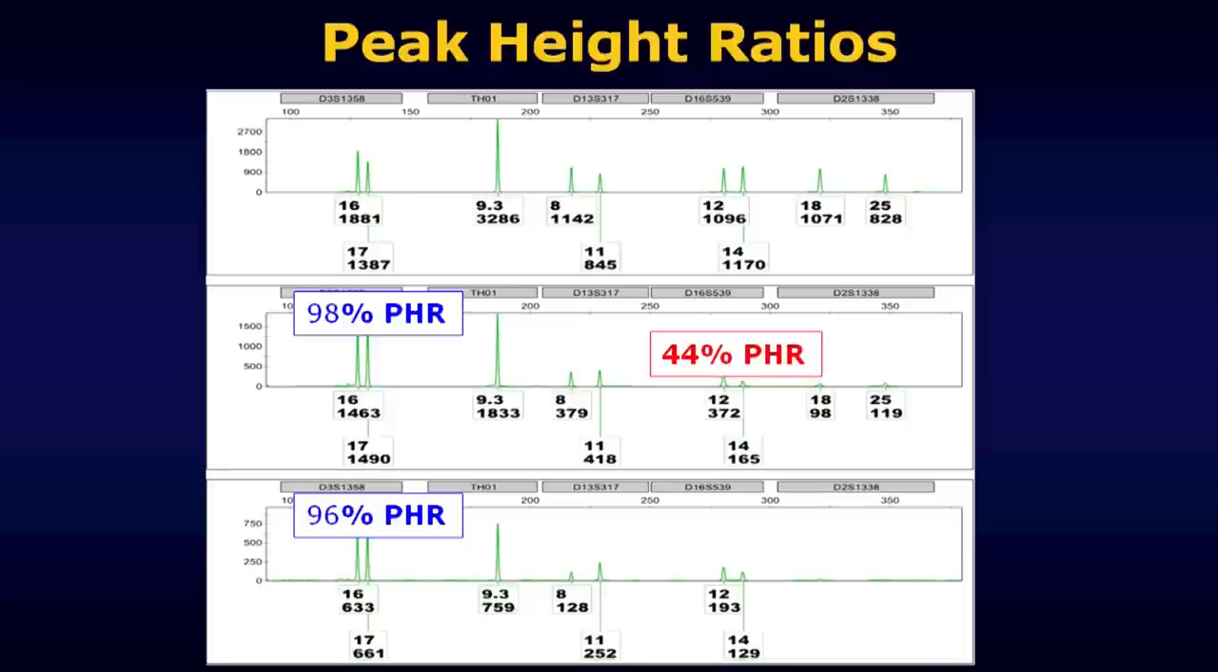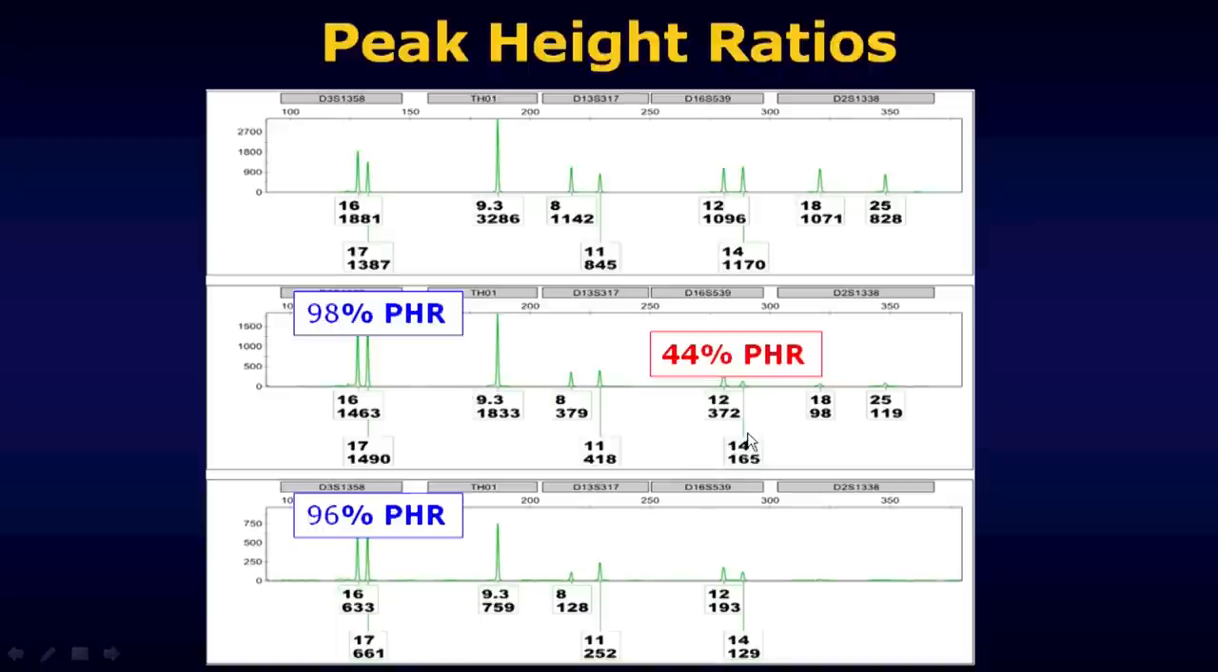So I'd like to draw your attention over to this locus at the D16 part of the electropherogram. Here you see there's a 12 with a height of 372, a 14 with a height of 165. 165 divided by 372 is 44%. Right? Those peaks aren't looking like they're the same height. There's an imbalance there. What could that mean?